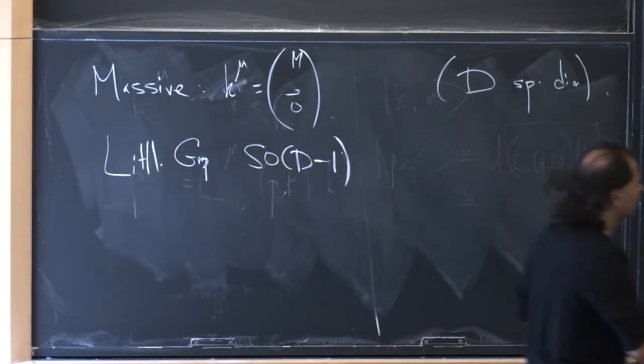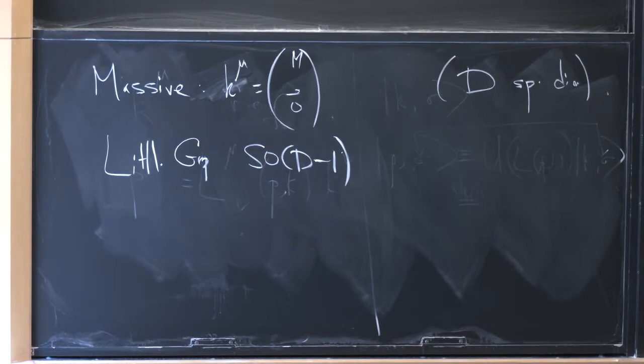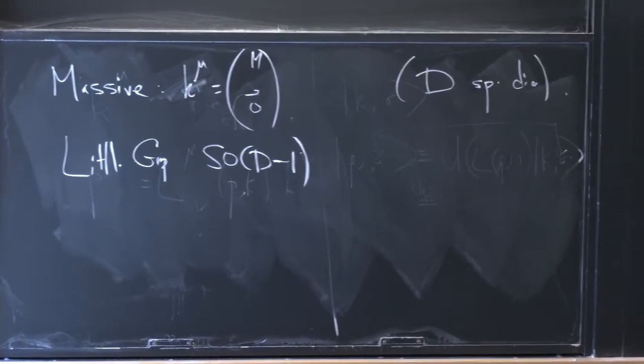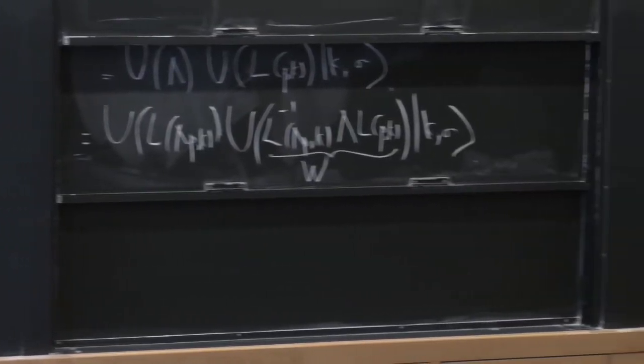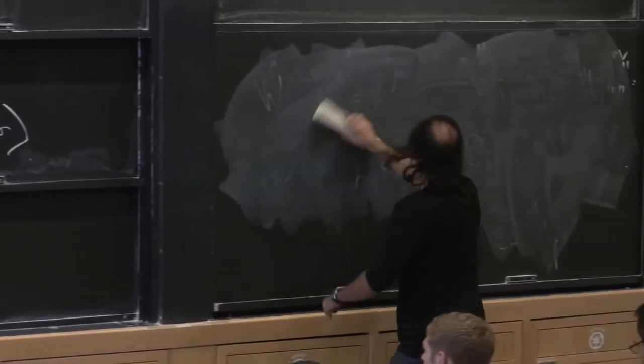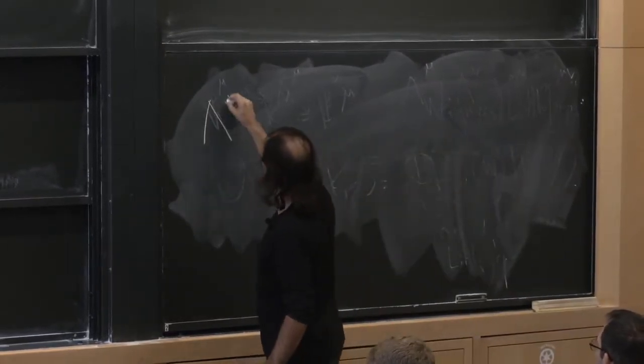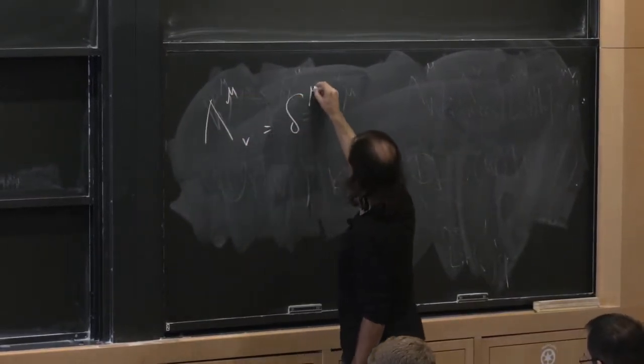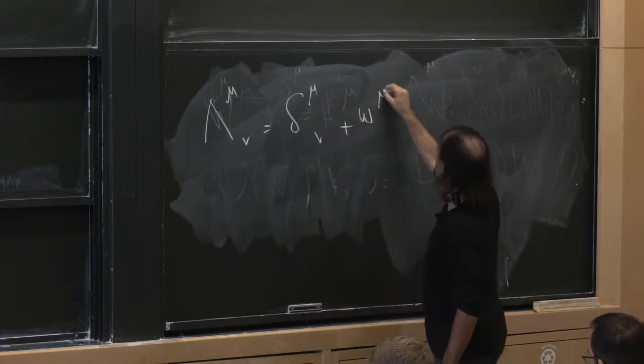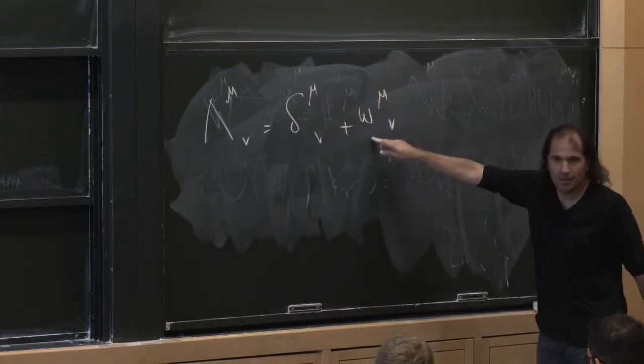But what happens for massless particles? For massless particles, the little group is different. So let me just write it out in 4 dimensions. And let me just see sort of what it is infinitesimally. So I want to say that my lambda mu nu in general is some delta mu nu plus some omega mu nu. This is infinitesimal.